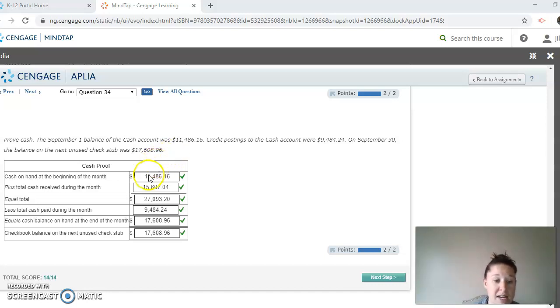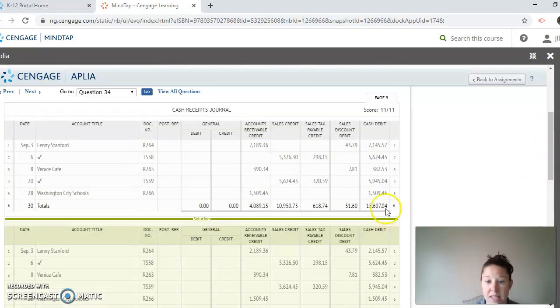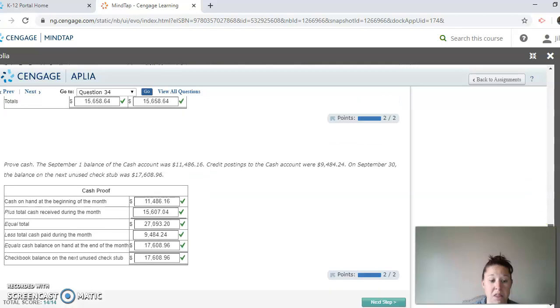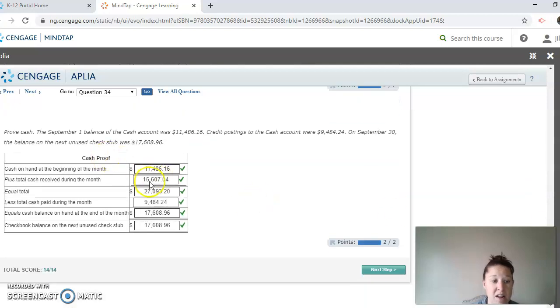So cash on hand at the beginning of the month, they gave us that, the balance of the cash account, $11,486.16. Then it says plus the cash received during the month. So if we scroll up to the top, this is all the cash that we received, $15,607.04. So that's what we're plugging in down here. And it tells you plus, so that means add. So you're going to add up these two amounts.